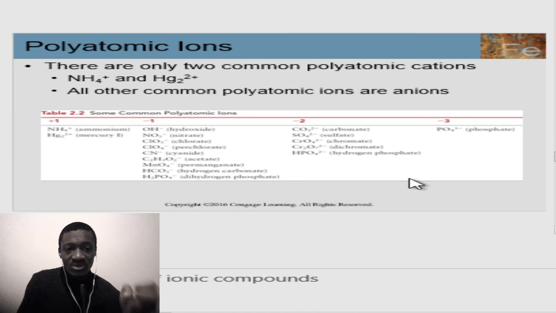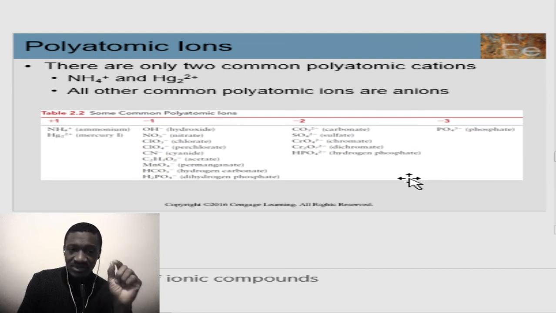So you have the polyatomic ions. We have only 2 common polyatomic cations, that's the ammonium and mercury. That's a positively charged polyatomic ion. So you have ammonium and then you have mercury. They are the only 2.